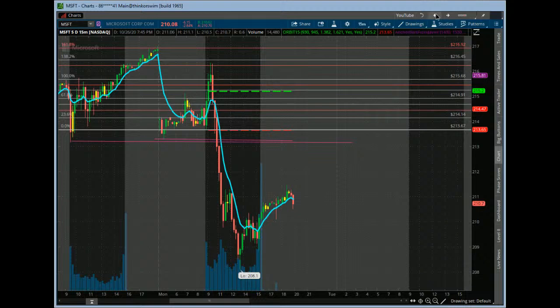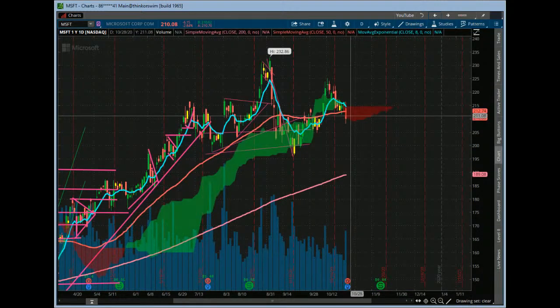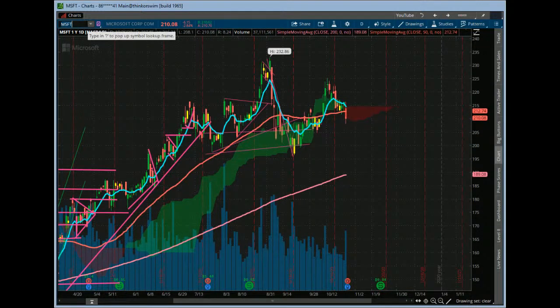So again, see how it holds. A little bit of a lower shadow here, but starting to get below the cloud. And we've got earnings coming up tomorrow after the close on Mr. Softy. So we'll see how it goes on that one.